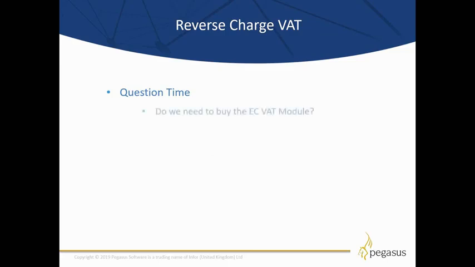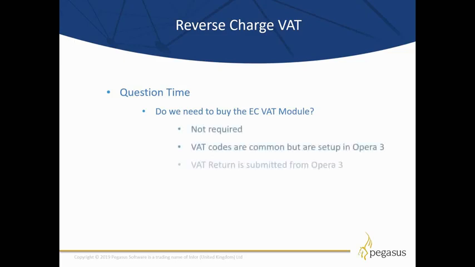The first question was from a Pegasus partner that has customers asking the same question, and they asked, do we need to buy the EC VAT module to allow us to use reverse charge VAT within Opera 3? The answer to that question is fairly simple. No, you do not need to have the EC VAT module. There is no specific link to the EC VAT module for the construction industry. As discussed previously, the VAT codes between Pegasus CIS and Opera 3 are common. They are set up in Opera 3, but they are used by both products.